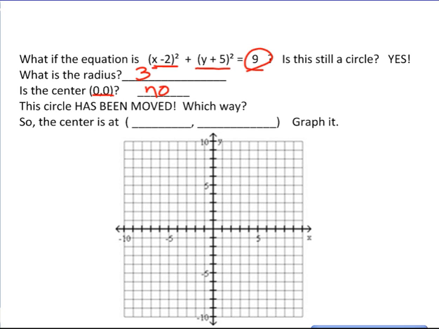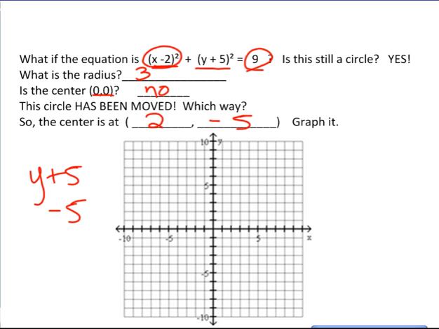Now, take a look at this right here. If you recall from graphing that we've done before, anything that's inside goes opposite. So if I have x minus 2, the opposite of minus 2 is positive 2. So my x value for my center is going to be 2. Same thing with the y. If I have y plus 5, the opposite of positive 5 is negative 5, so my y value is negative 5. So that's my center, 2, negative 5.